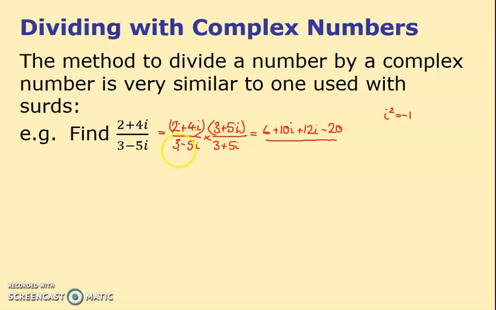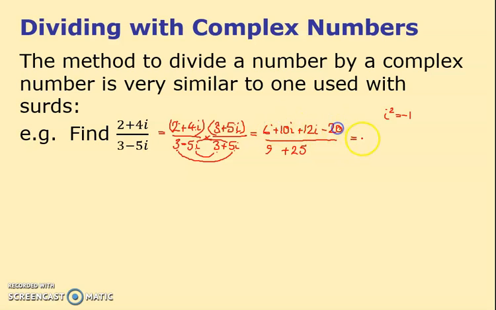Do the same for the bottom. 3 times 3 is 9. But notice how 3 times this gives me plus 15i, but that times that gives me minus 15i. They will always cancel out. So I'm left with just this term here. 5i times 5i is 25i squared. Notice this is a minus 25i squared. So I want to write minus 25i squared. But before I do, I remember, hang on a bit, i squared is minus 1. So it always becomes a plus. Always becomes a plus.